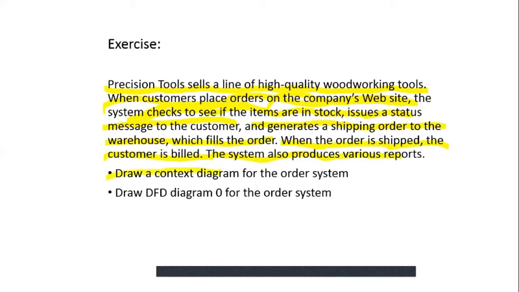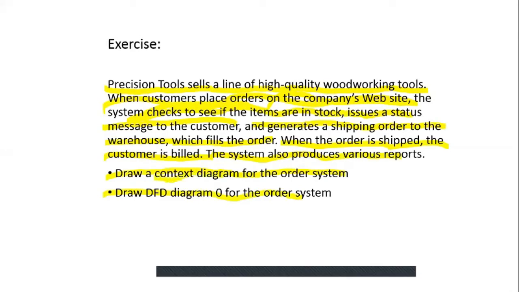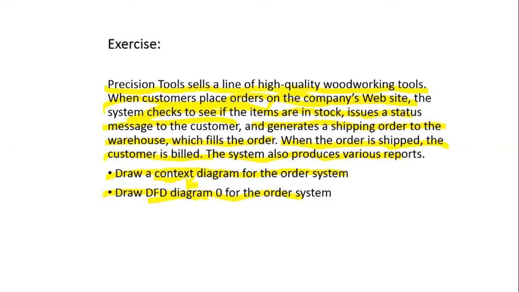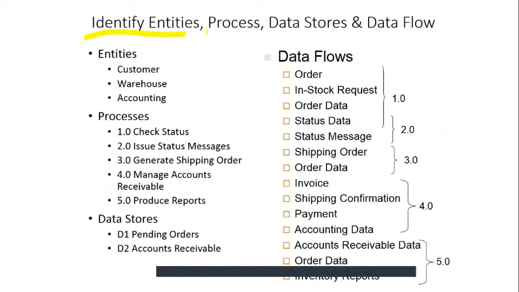Now draw a context diagram for the order system. Draw DFD diagram 0 for the order system. So we have to draw the context diagram, and then we have to explode it to draw the data flow diagram. To develop a data flow diagram, we need to identify different entities, different processes, different data stores and different data.